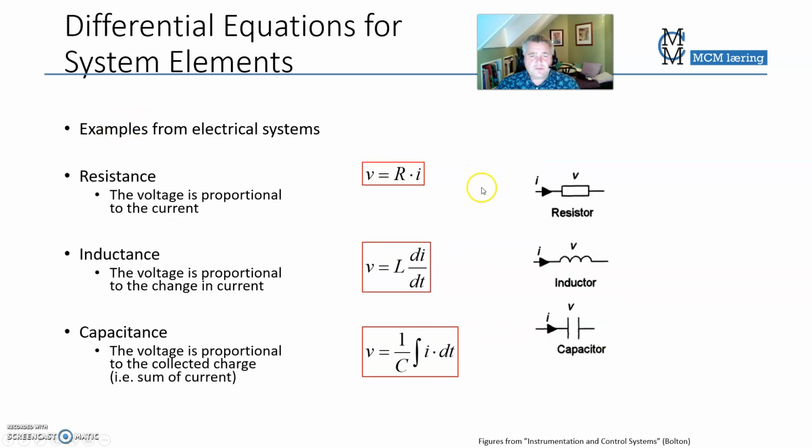You have it in electrical systems, where you have a resistor, where the voltage current relationship is linear. It's not a differential equation. But when you have an inductor, well, then the voltage is the first derivative of the current. And if you have a capacitor, the voltage is the first integral of the current. So if you have these three together, you have three different levels of differential equations.